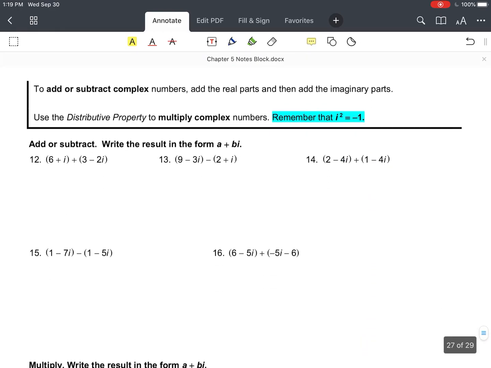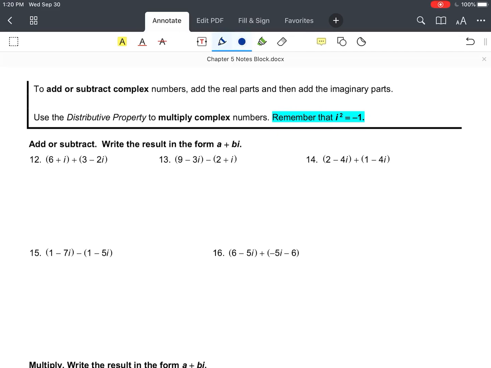Now for adding or subtracting. To add or subtract complex numbers, you're just going to add the real parts and add the imaginary parts. Think of it as combining like terms. When you're multiplying, you're going to multiply just like you did with quadratics, so you can use the distributive property.